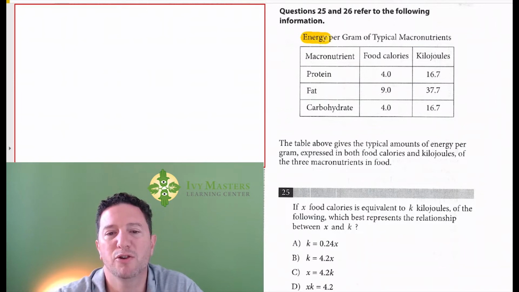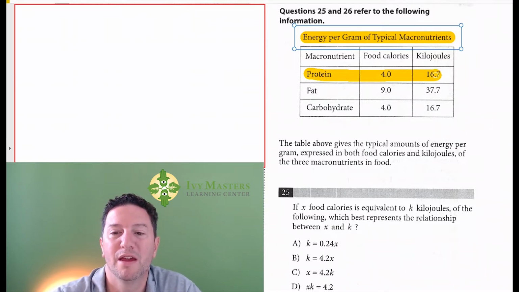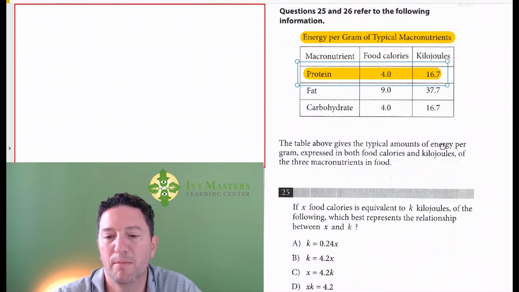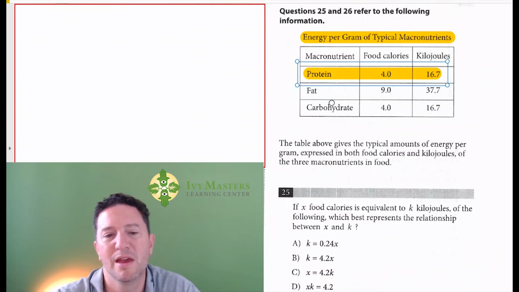So here we've got energy per gram of typical macronutrients. Just based on the title, we see the macronutrients column. We've got protein, fat, and carbs, food calories, and kilojoules. So when it says protein 4.0 calories, according to the title, it's 4 calories per gram. Energy per gram, calories, a measure of energy. Or 16.7 kilojoules per gram. Kilojoules is also a measure of energy. And if you didn't know, it says it down here: the table above gives a typical amount of energy per gram expressed both in food calories and kilojoules of 3 macronutrients in food. And then you see fat is higher. It's 9.0, 37.7. And then carbs is exactly the same as protein.